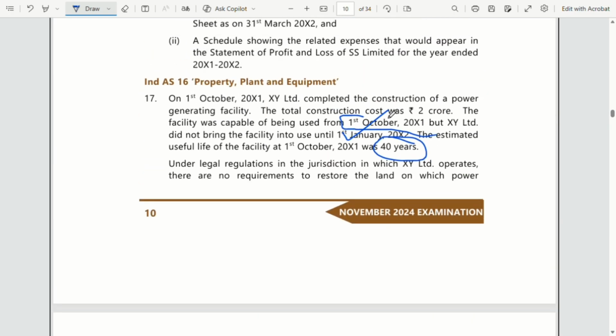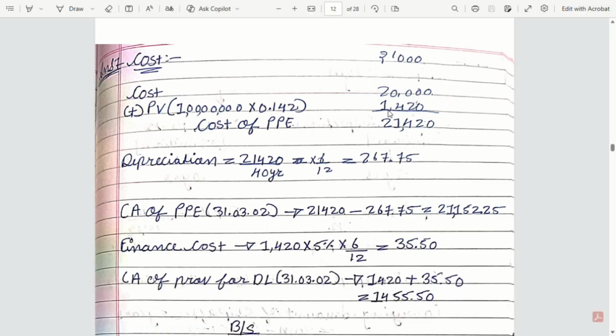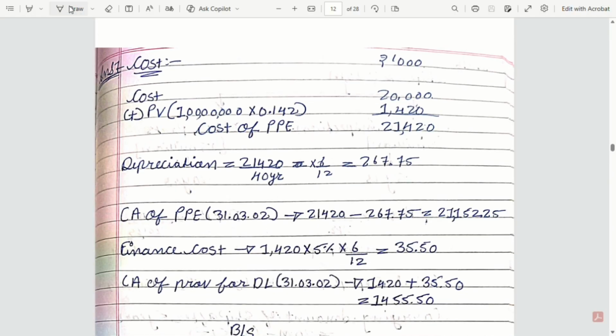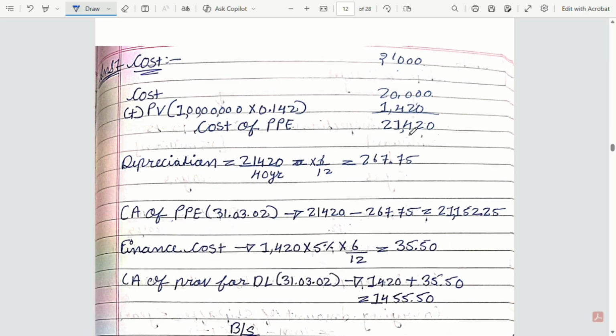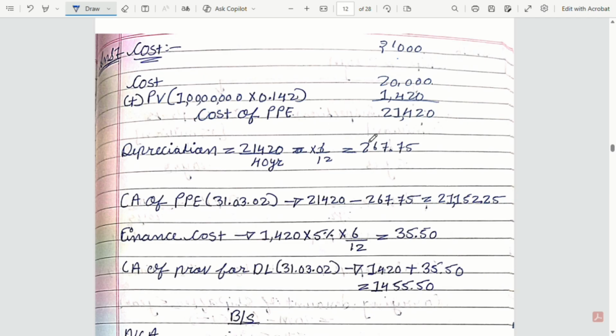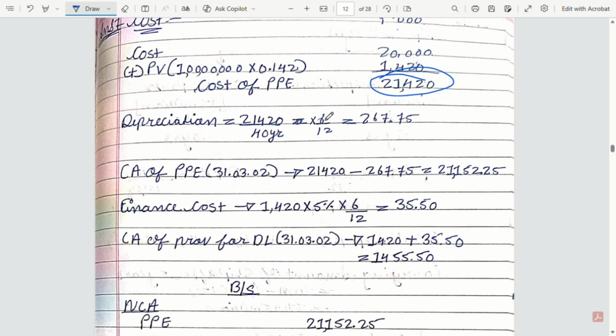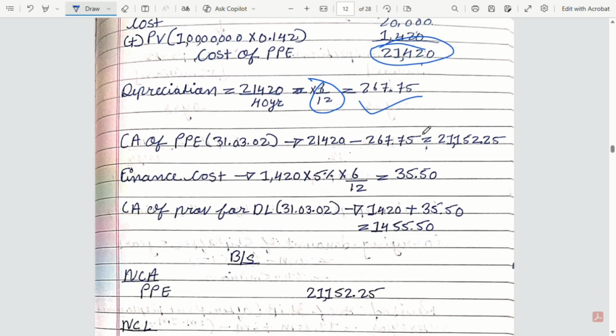Let's understand this within the solution. They have told us to present the answer in thousands. So I have taken the cost and the present value of the dismantling cost. We got the cost of the PPE. Now on the cost of PPE, we are going to calculate the depreciation for 6 months from October to March. So we got the depreciation. After getting depreciation, we can easily calculate the carrying value by reducing the depreciation, right? So we got the carrying value which we are going to show on 31st March 2002.